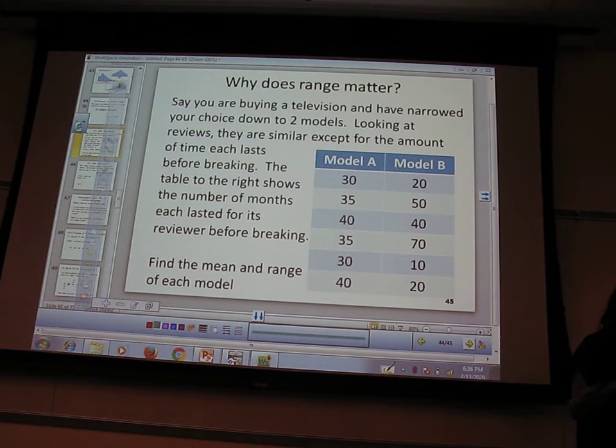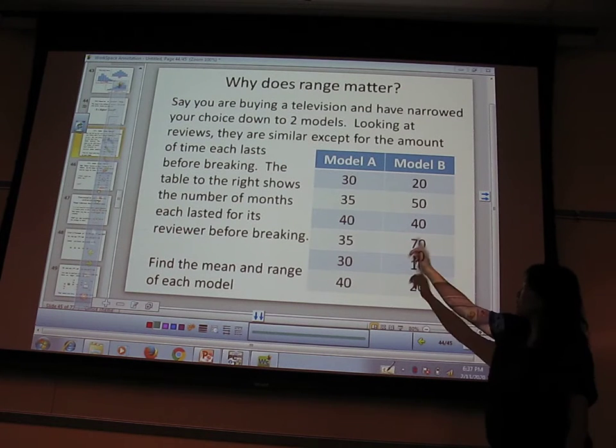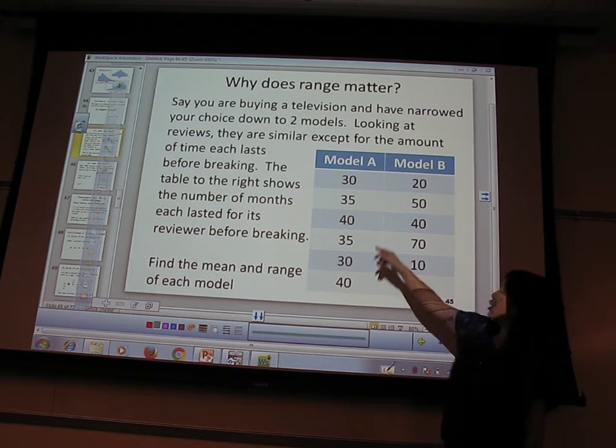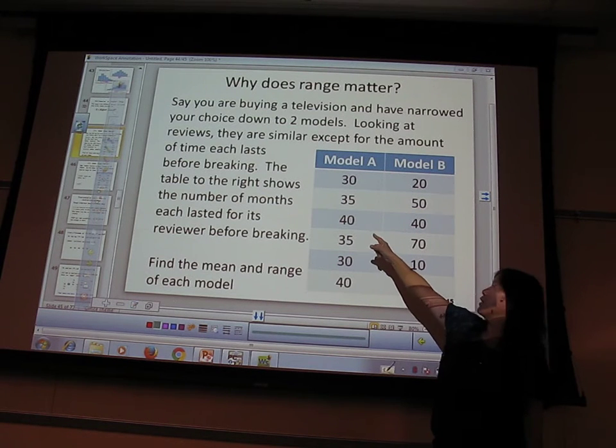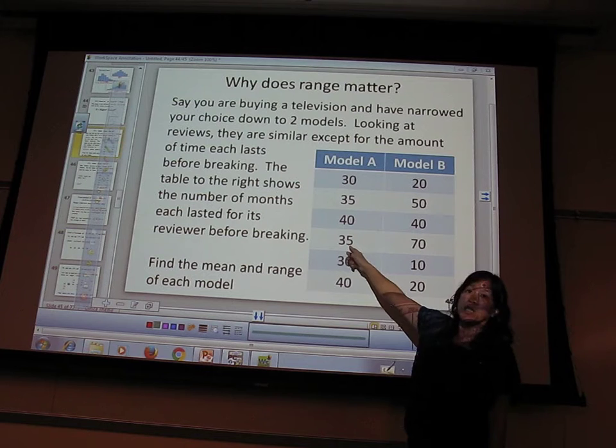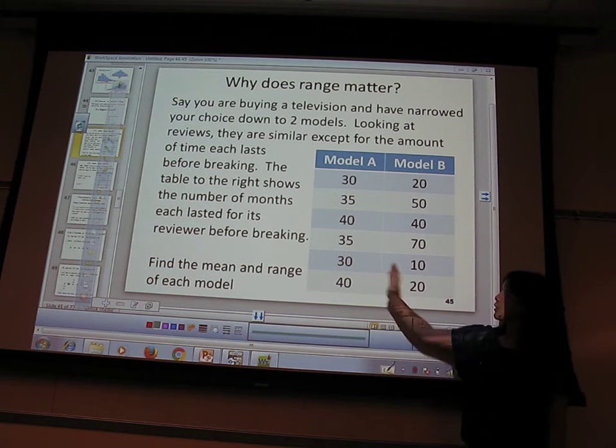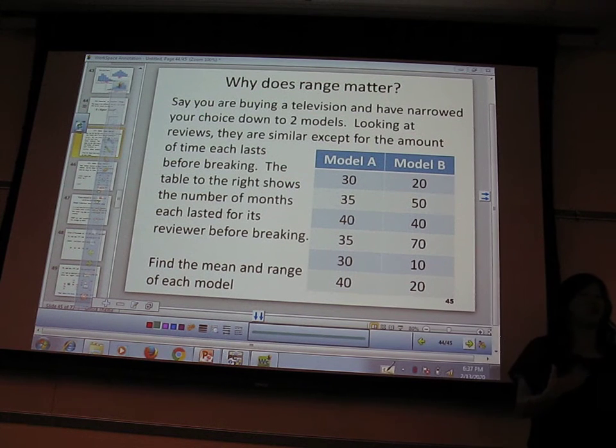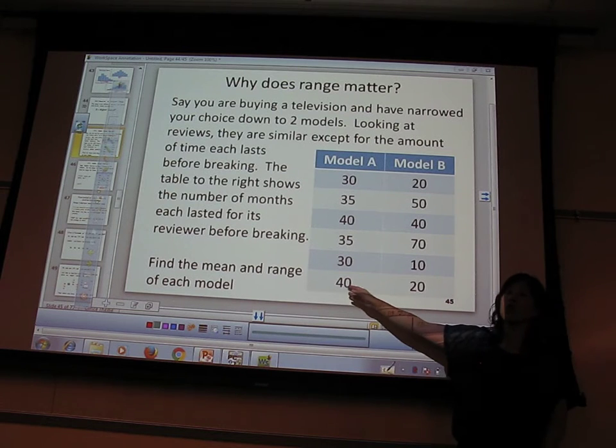The reviews are also the same. Everybody likes them a lot. The same amount of likingness, right? The difference is, if you look at these 6 reviews, this guy said, oh, it broke after 30 months. This broke after 35. Another guy said, oh, it broke after 40. Another guy said theirs broke after 35 months. So these 6 people happen to say how long it took before it broke.